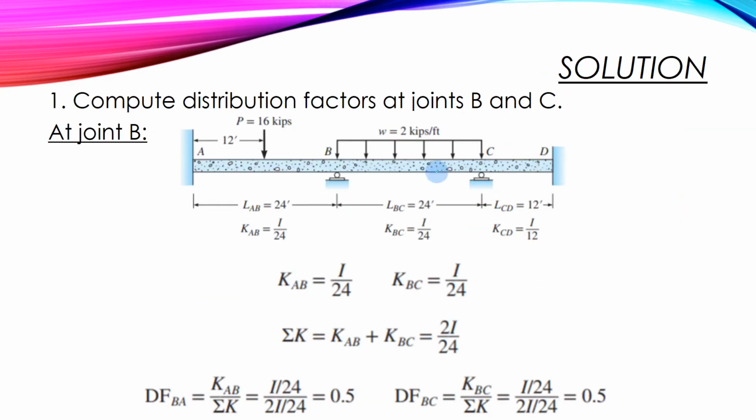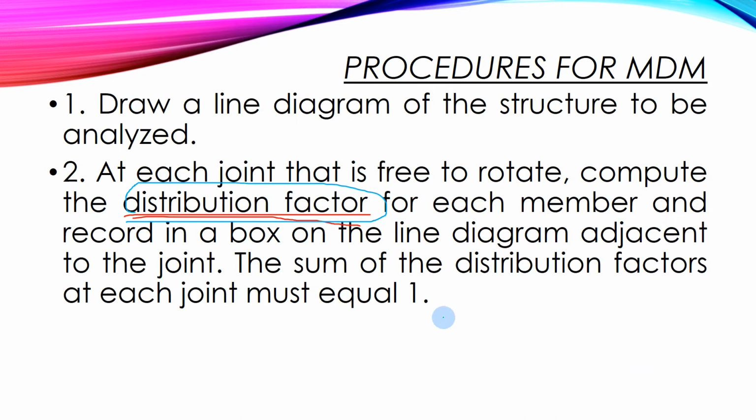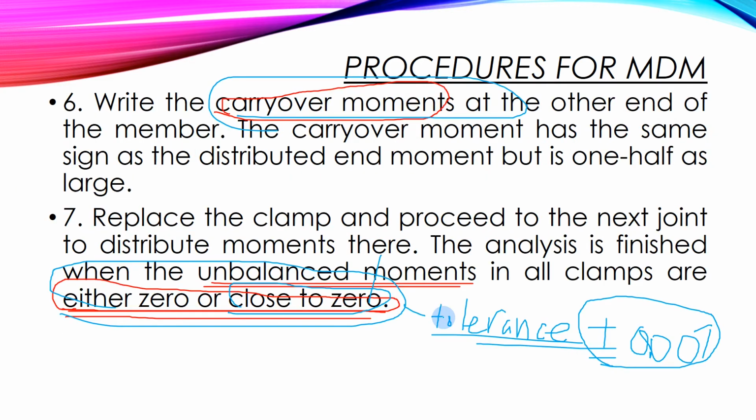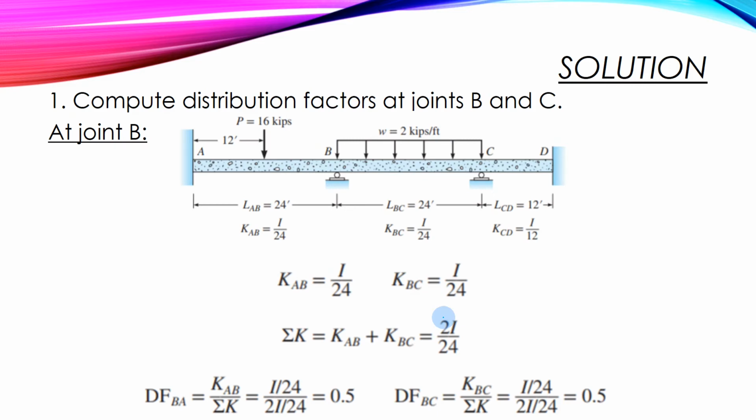Okay, so the first procedure is to compute the distribution factors at joints B and C. I will explain later what the line diagram is. So for the distribution factors at joints B and C, A here, guys, is fixed. When the end is fixed, the DF is automatically 0.